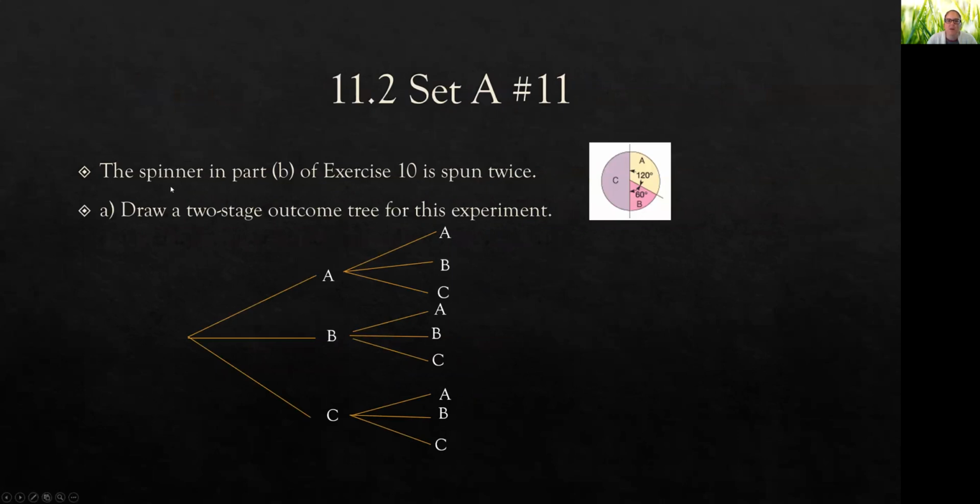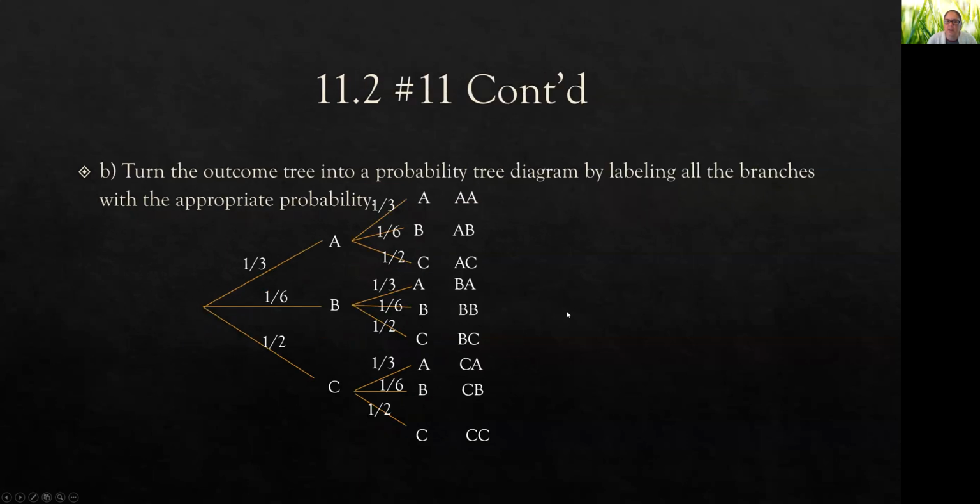Okay, so number 11 says this spinner is spun twice. First, we draw the 2-stage outcome tree. So at the first time we spin, we'll either get an A or a B or a C. And then the second time we spin, we'll either get A or B or C. Okay, so we have 3 branches, and then after each one, we have a tree again with 3 branches. So this is the outcome tree.